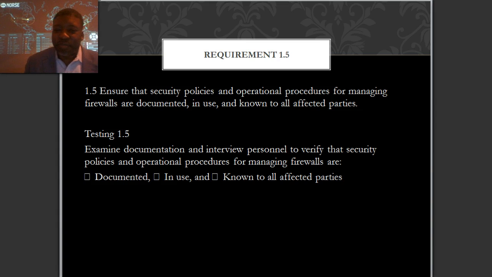And to test it, you need to examine documentation and interview personnel to verify that security policies and operational procedures for managing firewalls are documented, in use, and known to all affected parties. That's it for requirement 1.